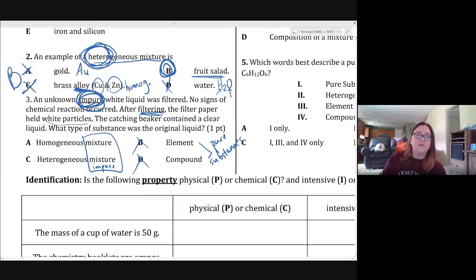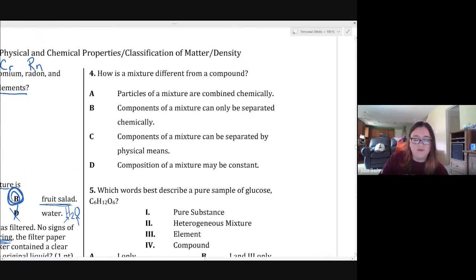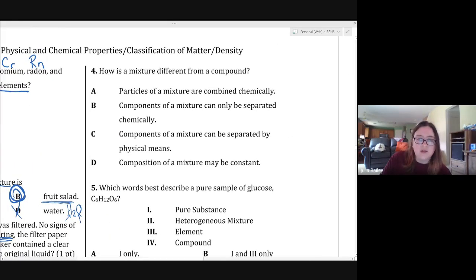So we're able to filter out different things. We can see that there were differences. That tells us that originally it was a heterogeneous mixture. Let's look at number 4. How is a mixture different from a compound?